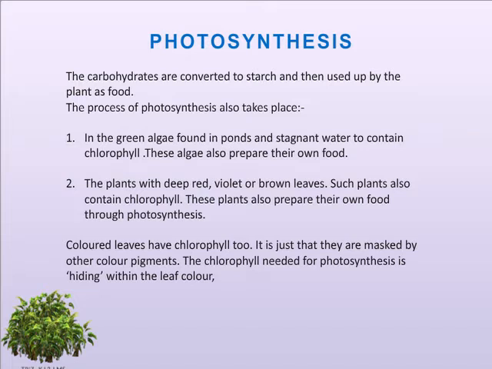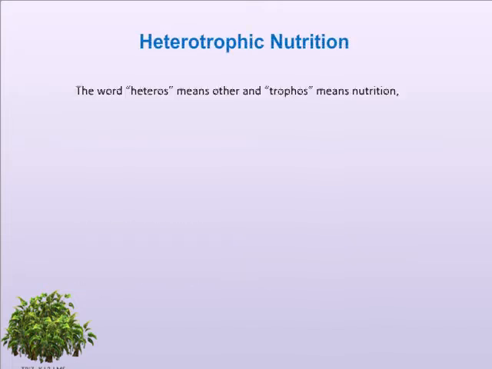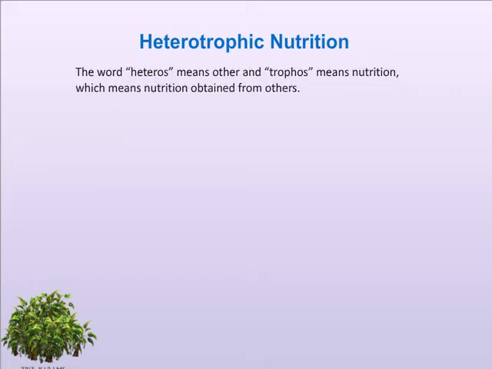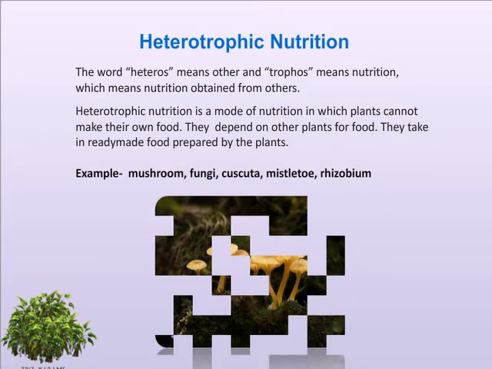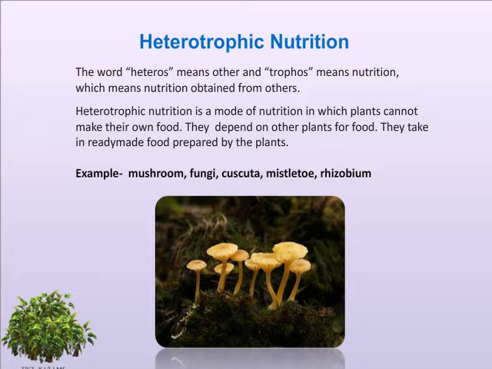Heterotrophic nutrition. The word heteros means other and trophos means nutrition, which means the nutrition obtained from others. Heterotrophic nutrition is a mode of nutrition in which plants cannot make their own food. They depend on other plants for food. They take in ready-made food prepared by the plants. Example, mushroom, fungi, cuscuta, mistletoe, rhizobium.